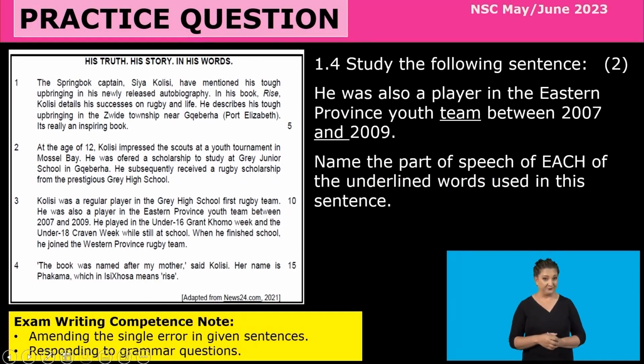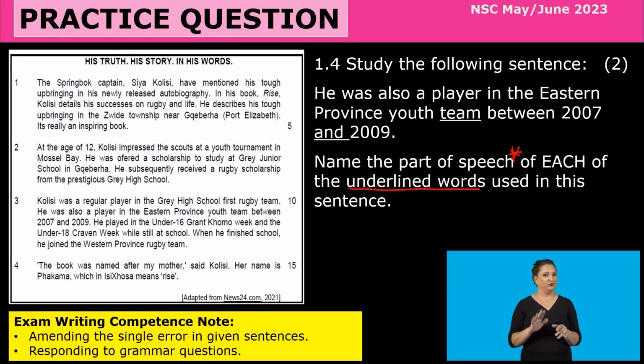In 1.4, study the following sentence. He was also a player in the Eastern Province youth team between 2007 and 2009. So you need to name the part of speech of the underlined words. Now, you don't have to give me the part of speech for the entire sentence, only for the underlined words. Now, I want you to take note and remember this. Part of speech is the qualification of the word as it is used in the sentence.